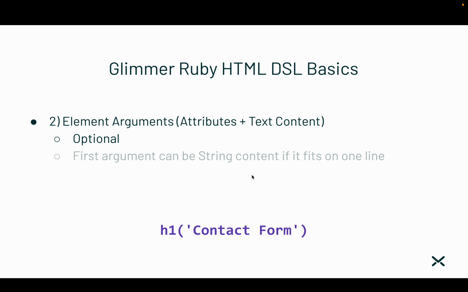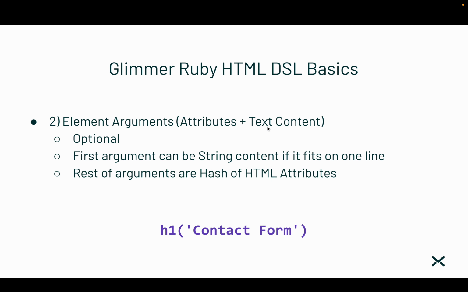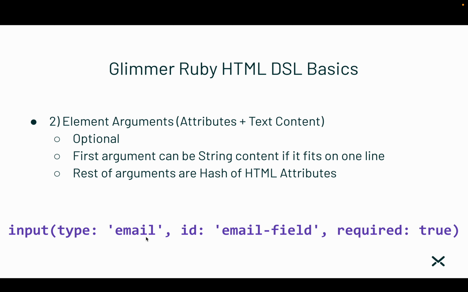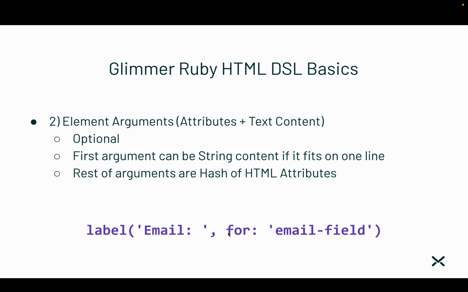The next concept you need to know about the DSL is arguments. Arguments let you pass HTML attributes, basically, or text content as well. If I pass a string only, then it counts as the text content. So if I'm declaring an H1 header, this is the content of the header. But if I pass hash attributes in Ruby, they become attributes on the element. So this element is going to have an ID of contact form and a class of header. And that's it. It's very, very similar to HTML, basically.